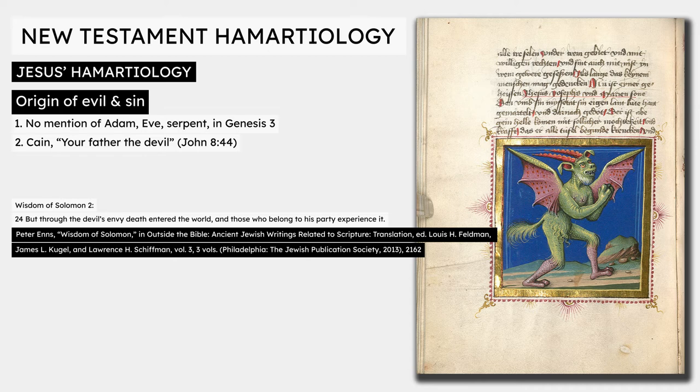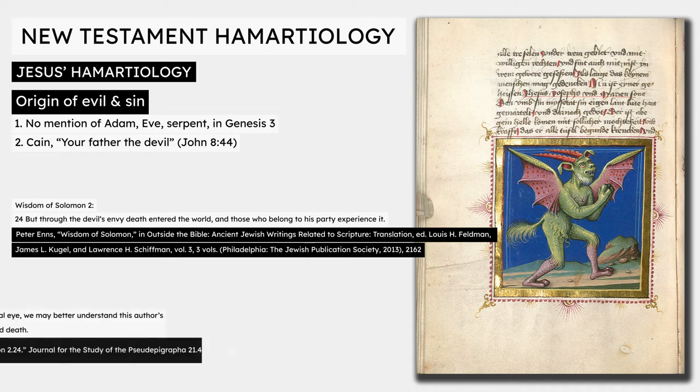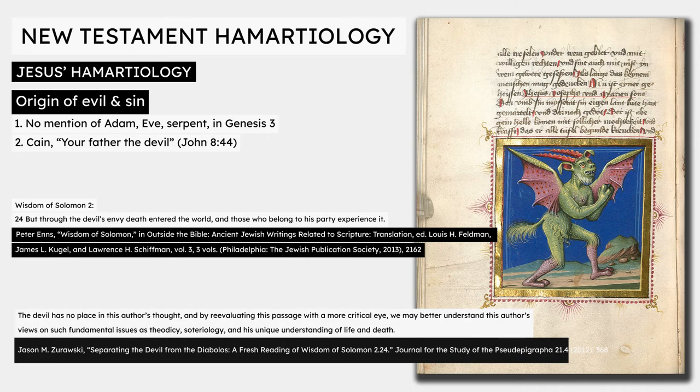Now, we have already seen Wisdom of Solomon in our Second Temple period diachronic and synchronic lexicographical analysis. There are no references in this text to demons or evil spirits, and it doesn't use any of the standard names of supernatural adversaries, such as Azazel, Mastema, or Belial. Nor does it use any of the other terms we've examined, such as Satan, the Evil One, or the Tempter. Dr. Jason Zurawski, lecturer in Second Temple Judaism and Early Christian Studies, notes the complete absence of any beliefs in supernatural evil in Wisdom of Solomon, writing, quote, "The devil has no place in this author's thought," end quote. So when the author of Wisdom of Solomon refers to the devil, he isn't referring to a supernatural evil being. So what is he referring to?